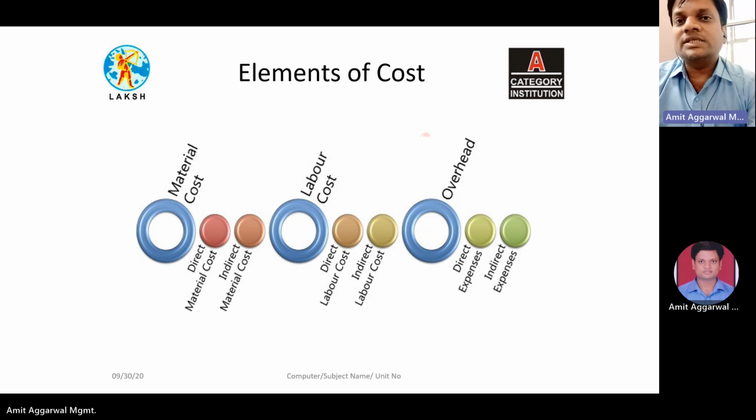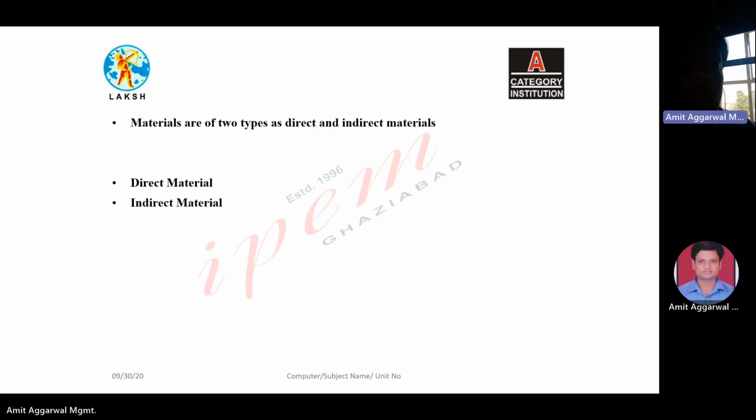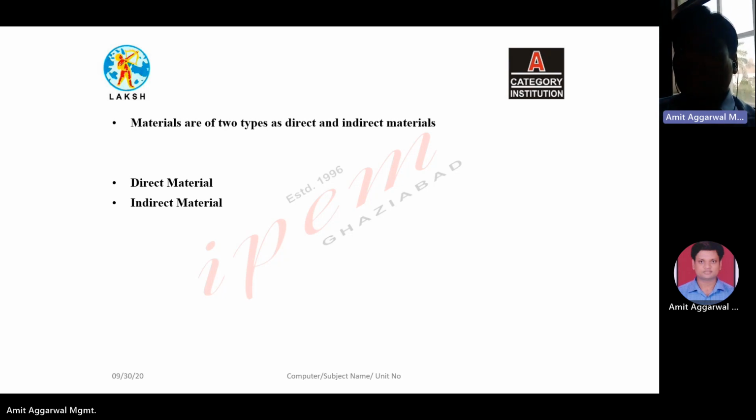So after this discussion, now I'll start the first explanation. What do you mean by material cost? This material cost can be further divided, as we already discussed, into two parts: direct material and indirect material. Right? If we talk about direct material, just think for a moment. If you are going to produce a product and some material is used in this manufacturing, what may be part of direct material and what may be part of indirect material?